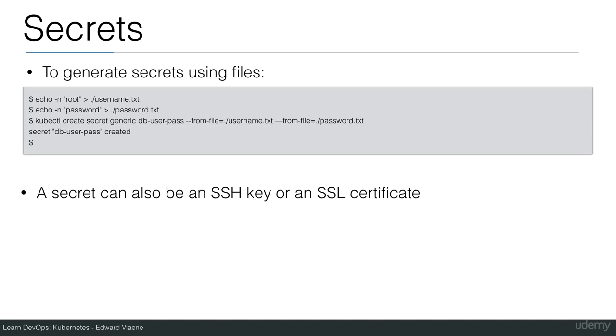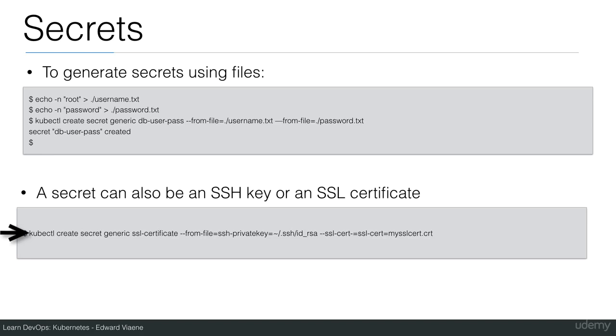A secret can also be an SSH key or an SSL certificate. Here you say kubectl create secret generic, you give it a name again, SSL certificate, and the from file is a key rather than a username or a password. So that's a way to distribute keys, for instance.